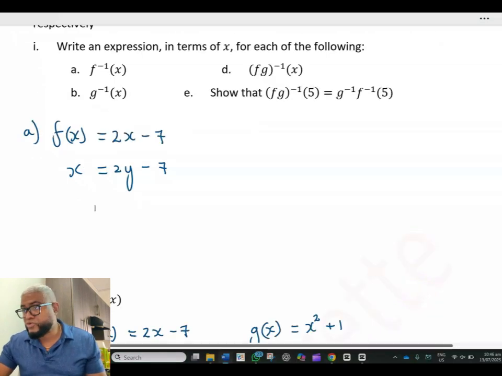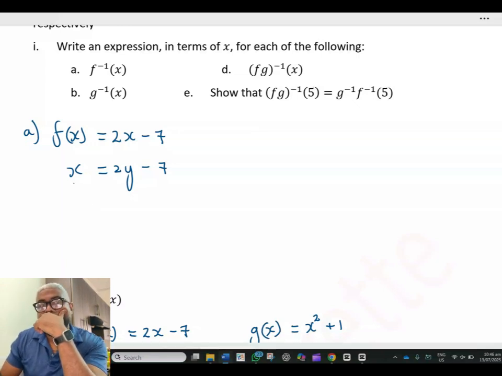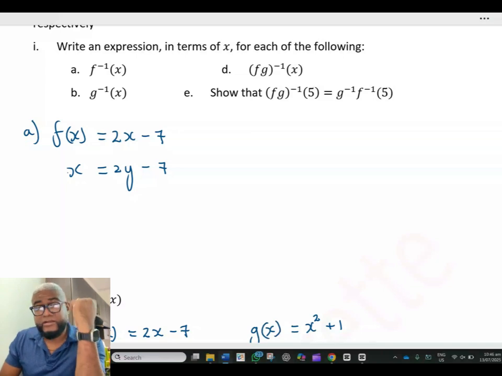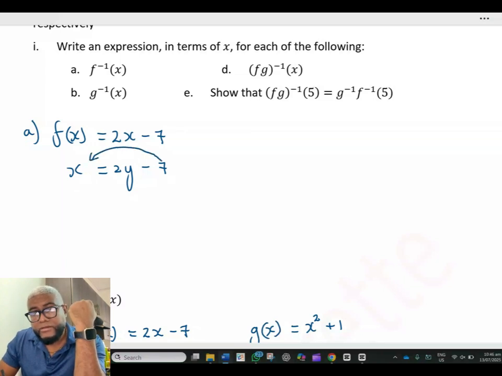Step 2. What's step 2 here, Rashana? Bring the negative 7 to the x side. Right, so what will be the next line? The next line will be x plus 7 is equal to 2y.